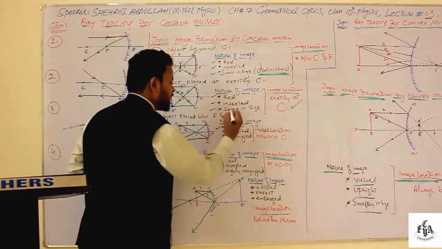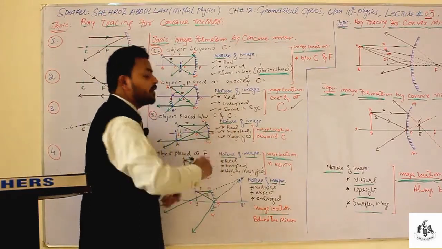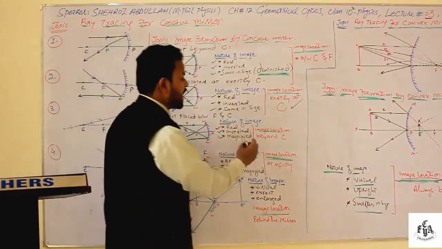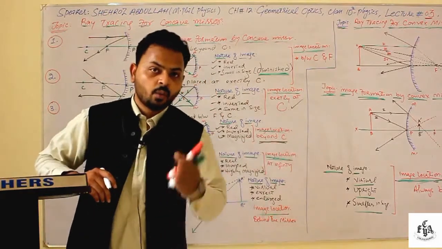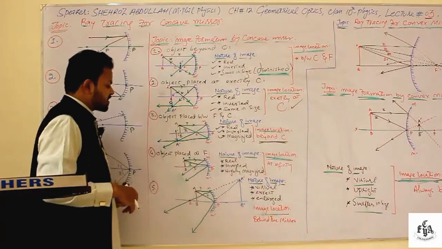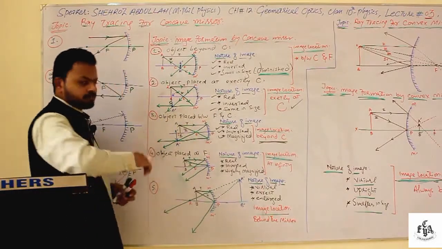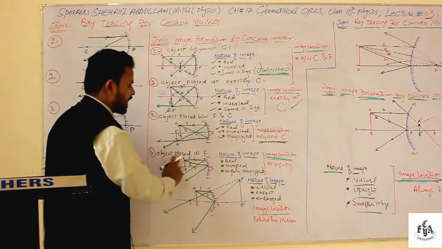Now what will be the nature of the image formed? It will be real, inverted, and magnified, okay? And where will it be located? It will be located beyond C. Now coming to the fourth case, object placed at F.